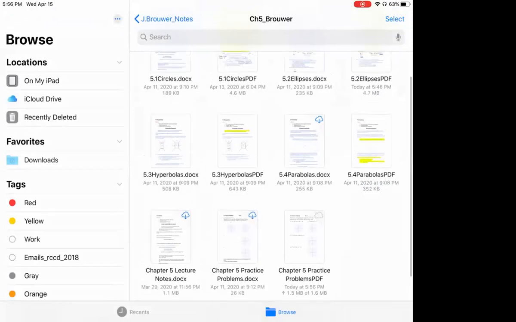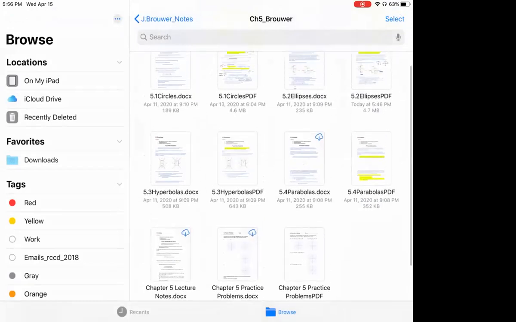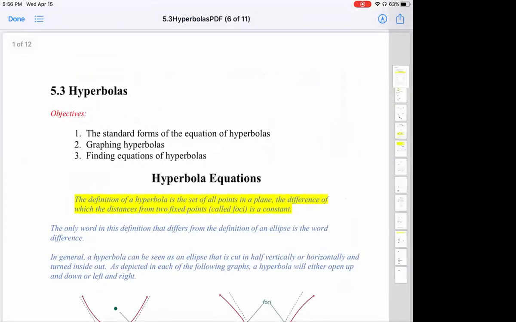Let's continue with hyperbolas. All right, I'll stop about the half hour mark. Let's see how far we get. 5.3 hyperbolas. Objectives. 1. The standard form of the equation of hyperbolas. 2. Graphing hyperbolas. And finding equations of hyperbolas.